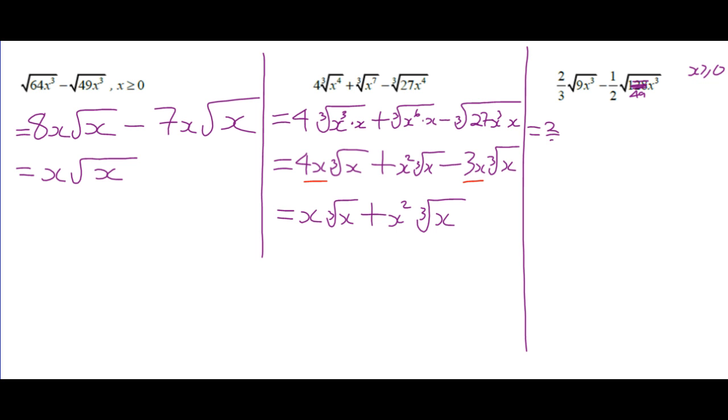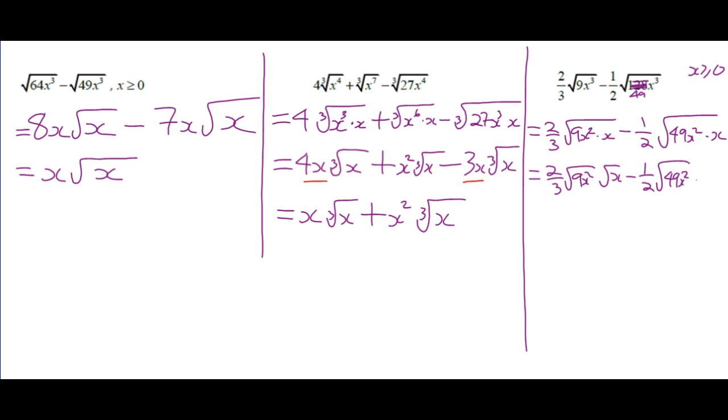Okay, so 2/3. What we want to do is take whatever's under the radical sign, in this case 9x cubed, and split it up so that it's a perfect square, something that has a square root, which is 9x squared, and then an x, minus 1/2, the perfect square 49x squared, and then the x. So then we can split that out as the root of 9x squared times root x, and the root of 49x squared times root x. These are the things that have square roots.